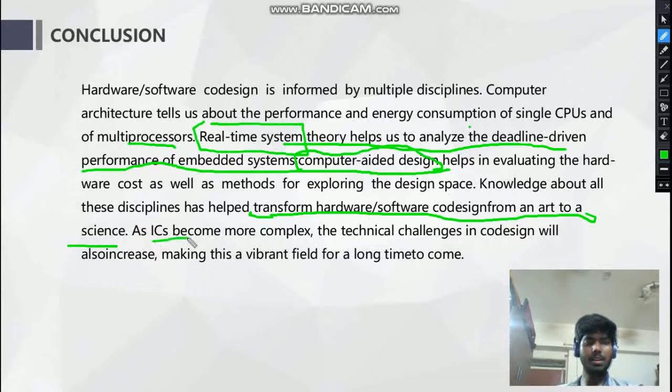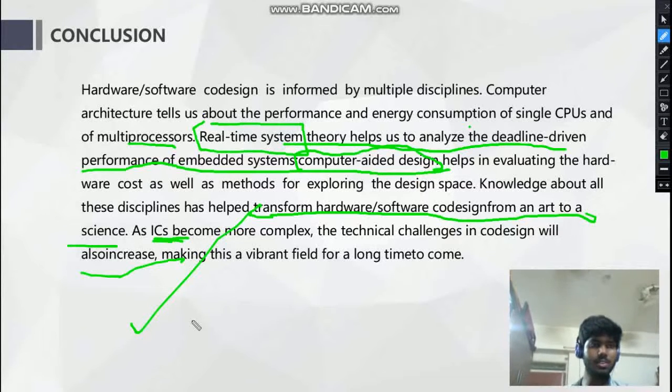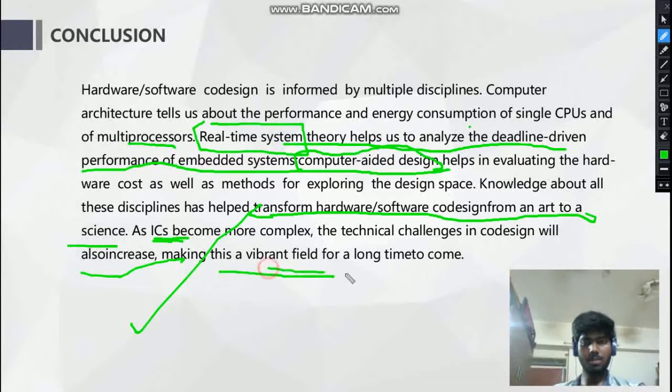As integrated circuits become more complex, the technical challenges for design will also increase, and we need to handle the increasing technology in such a way that efficiency and economy should also be maintained, making this a vibrant field for a long time to come.